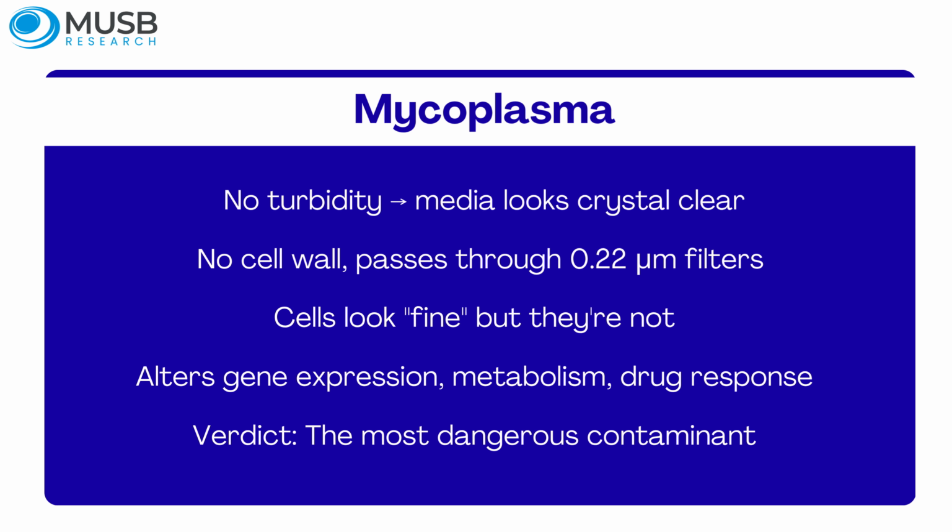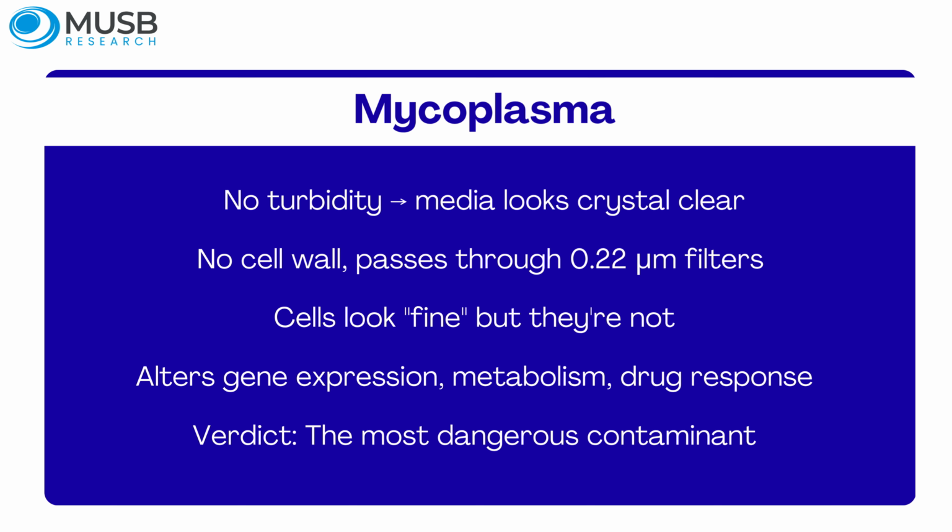Now, Mycoplasma, this is the one you should be most afraid of, and most researchers don't even test for it. Mycoplasma are the smallest known free-living bacteria, and they have a trick up their sleeve: they have no cell wall. That means they sail right through the 0.22 micrometer filters you think are protecting your media. They're invisible in your media. Your cells look perfectly healthy. Everything looks normal, but under the surface?